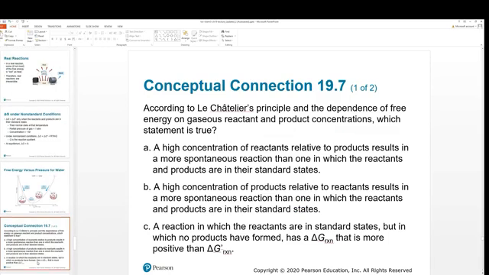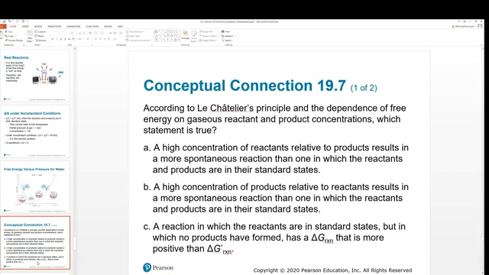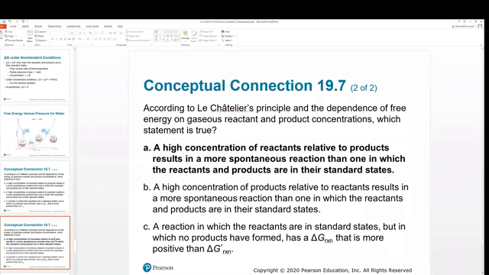So if it is a higher concentration of reactants in general, where is the reaction going to go? There's more reactants and less products. The reaction wants to go to the products. So is that going to be spontaneous? Yes, because it will do that automatically without any external energy given. And the other ones don't make sense.